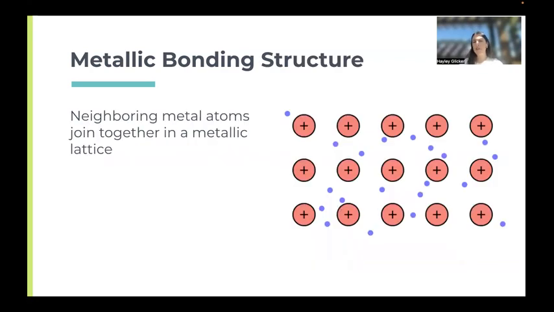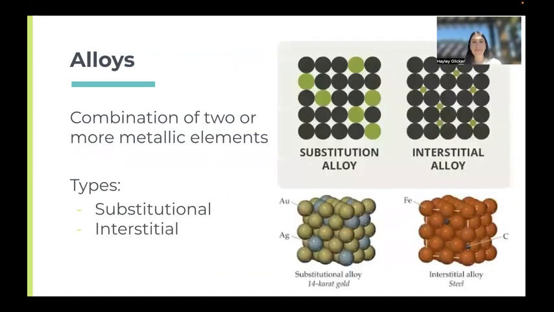Thinking about the structure of that metallic bonding, our neighboring metal atoms join together in what we call a metallic lattice. So from our last lecture video, we talked about ionic lattice structures. We can extend that now to metallic lattice structures. Lattice is just that 3D structure of how our different compounds or structures look.